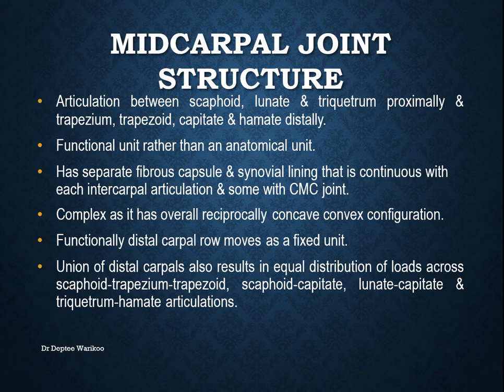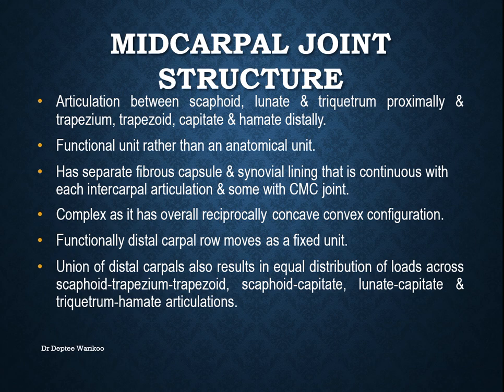Now we will talk about the midcarpal joint and the structures present there. The midcarpal joint is the articulation between the scaphoid, the lunate and triquetrum proximally, and the distal carpal row, which comprises trapezium, trapezoid, capitate and hamate.